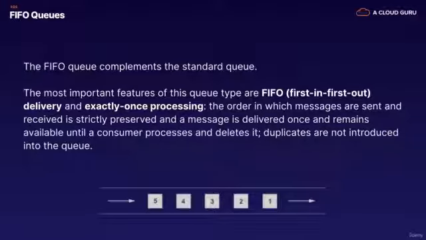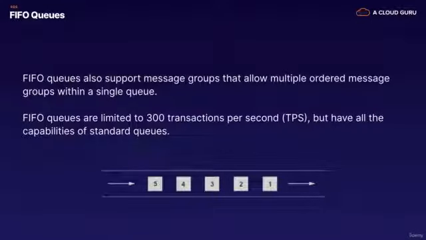So again, you're going to get a whole bunch of different scenario questions, and they'll say, hey, your application needs to be in sequence, and we can't cope with the message being delivered more than once. Then, of course, you're going to use a FIFO queue. If your application can cope with the message being sent more than once, and it doesn't care about the order of messages, then you want to use a standard queue, and that's where it's going to come up in the exam the most. FIFO queues also support message groups that allow multiple ordered message groups within a single queue.